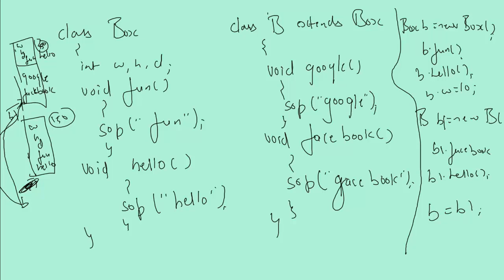250 address has been given to B. So B will start pointing to this memory location. Now all the members of superclass and subclass are available inside this memory, right?